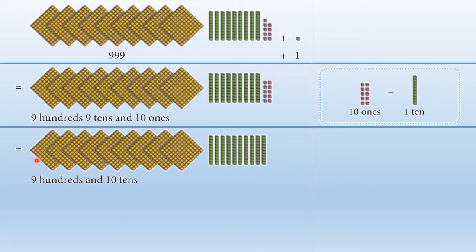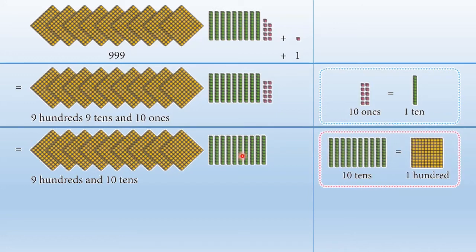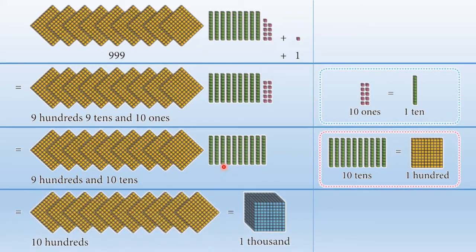So now we have 9 hundreds, that is 9 plates of beads, and 10 tens. So 10 lines of beads we have. So we have 10 tens. These 10 tens can be replaced by 100. These 10 line beads can be replaced by one panel of beads which represents 100, because 10 tens is equal to 100. So when we do that, we will get like this.